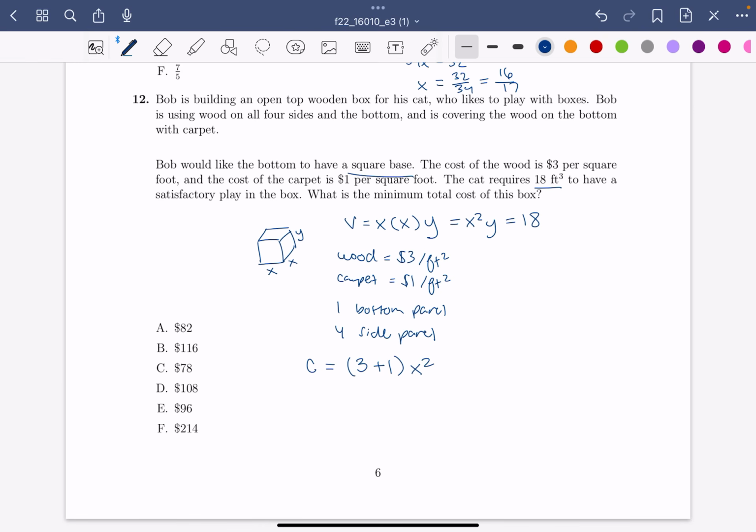So we can check this again. This 3 plus 1 is the cost, so that would be dollars per foot squared, times the area, leaving you with only dollars. So that's a check for units. Anyway, moving on to the next part.